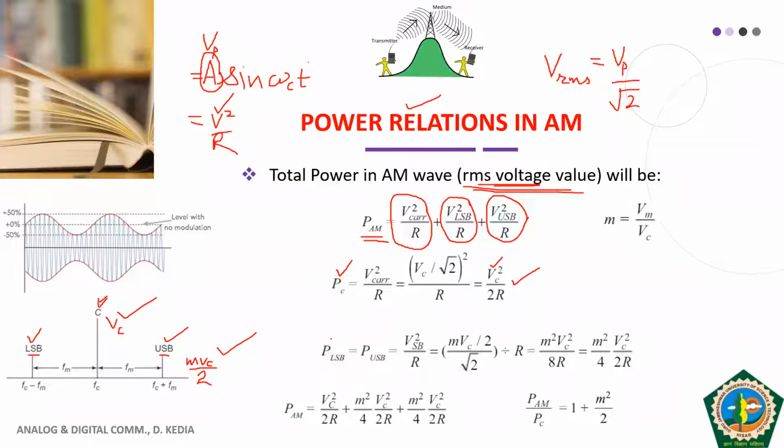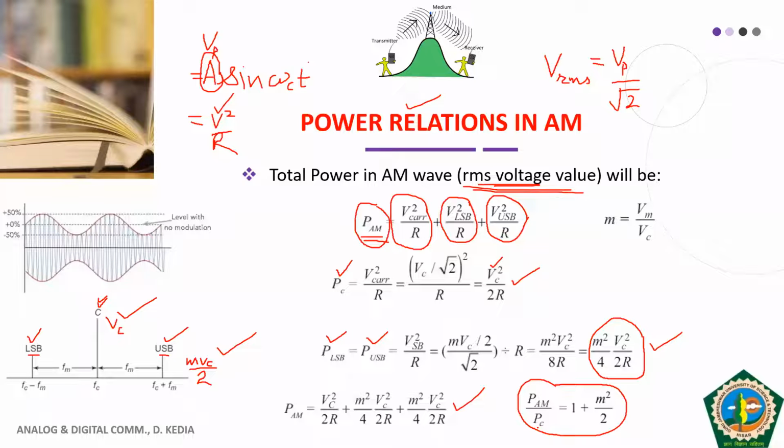Okay. So that's why it is shown as PLSB equal to PUSB, which gives us sideband voltage square divided by R, which gives us the peak voltage divided by √2, divided by R, and this is what we get. So this is the sideband power in each of the sidebands, either lower sideband or upper sideband. So finally, what we want is the total power. So we have to sum the carrier power, lower sideband power and upper sideband power. If you do that, this is the final expression that you get.